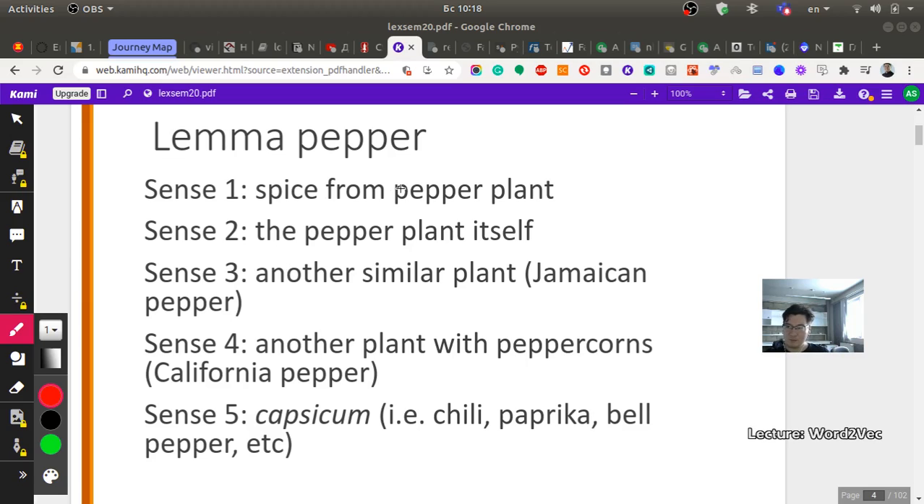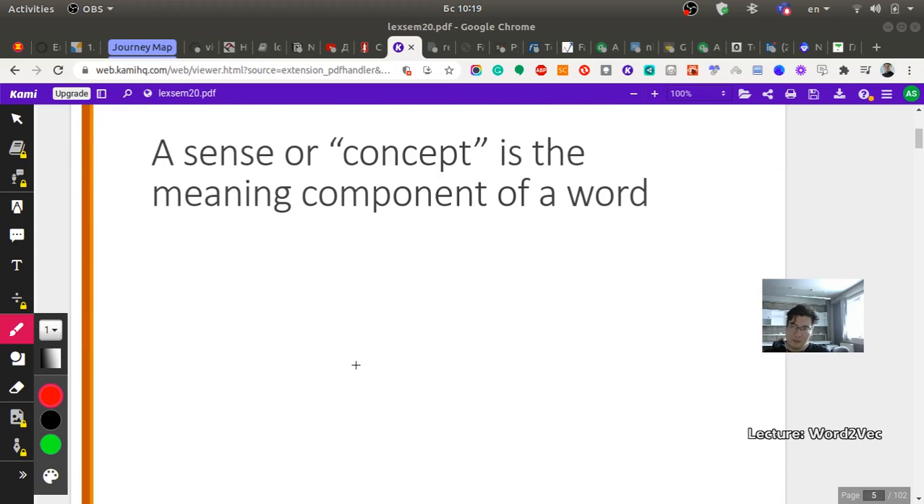It is something that's added to a meal, but this one can be considered some other plant, a similar plant. So there can be two plants, also a third plant. So there are 3 plants and they are different, for example from the point of view of botany. A sense or concept is the meaning component of the word.